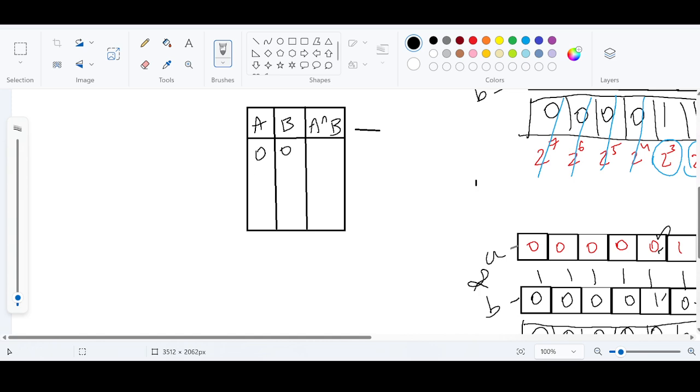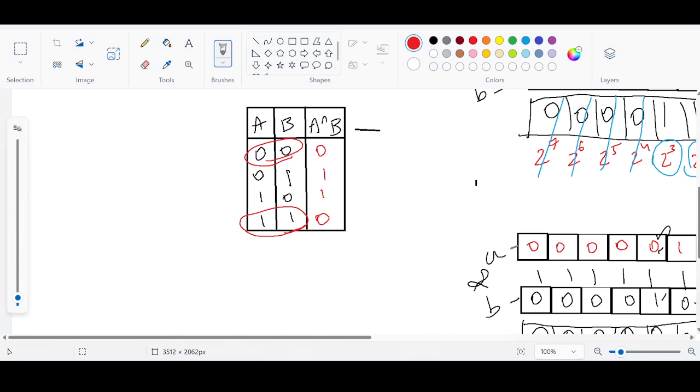So 0, 0, 0, 1, 1, 0, 1, 1 are the possible combinations. What this operator really says is, if you find two inputs are same, in this case A and B are 0, in this case A and B are 1, output has to be 0. If you find dissimilar inputs, the output has to be 1. Making sense? If two inputs are similar, 0. If two inputs are not similar, 1.